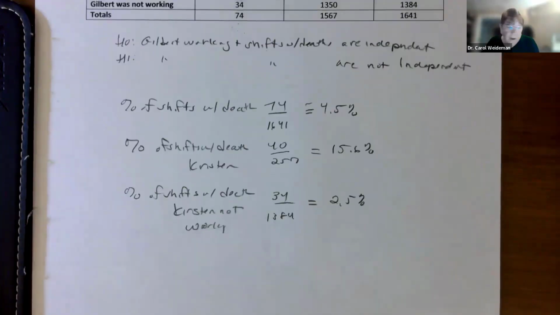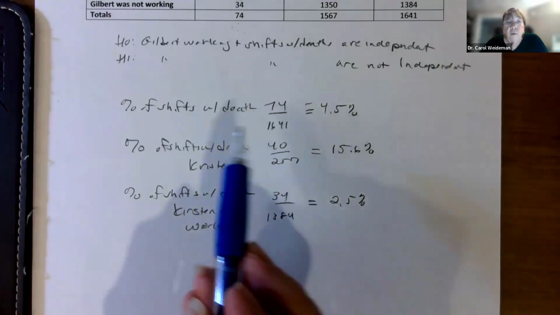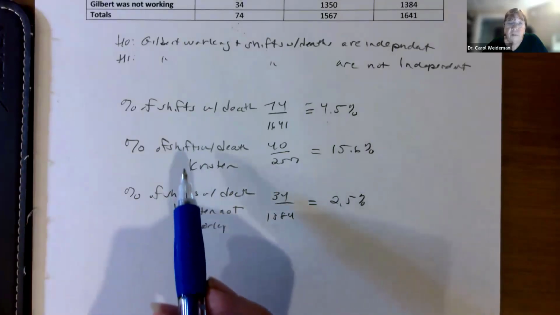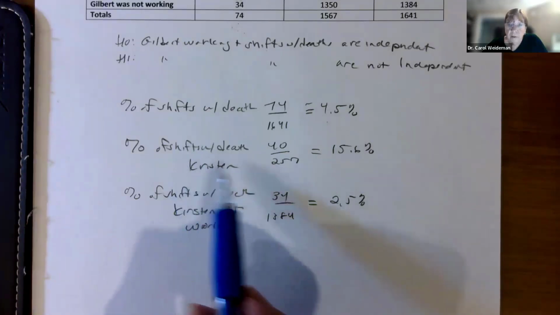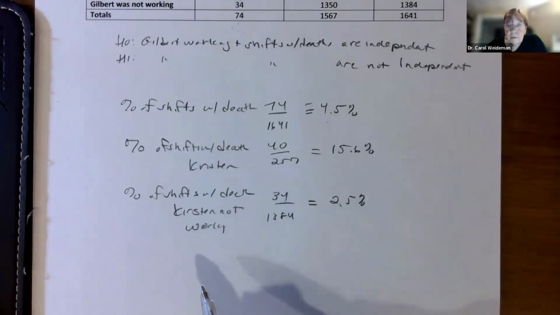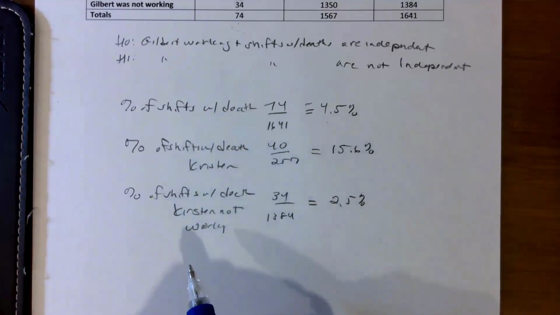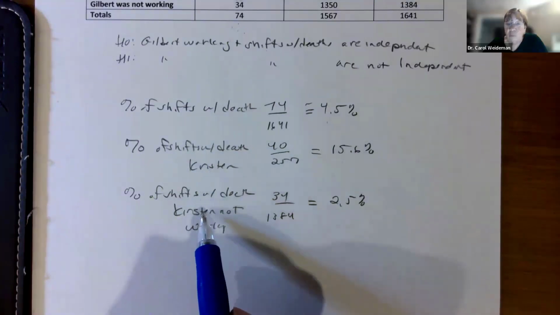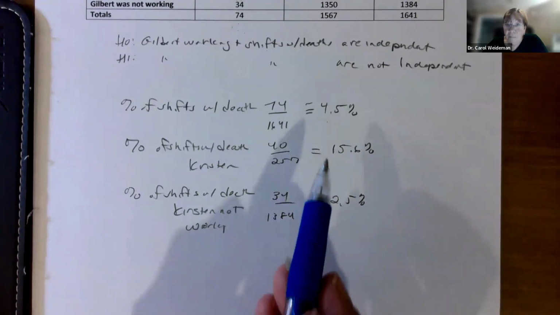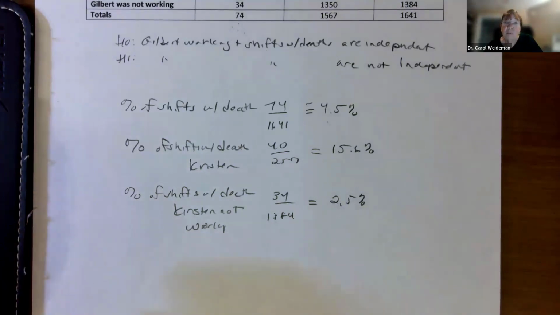Okay, so before we go look at the chi-square, what do you think about those numbers? Overall, about 4.5% of shifts had a death. If we just focus on the shifts when Kristen was working, the percent of shifts with a death is 15.6%. So it went up a lot when she was working. It sure did, right? And if we look at the shifts when she wasn't working, it's down to 2.5%. So pretty interesting, which leads us to think that when we do that chi-square, we're probably going to reject our null that these are independent.